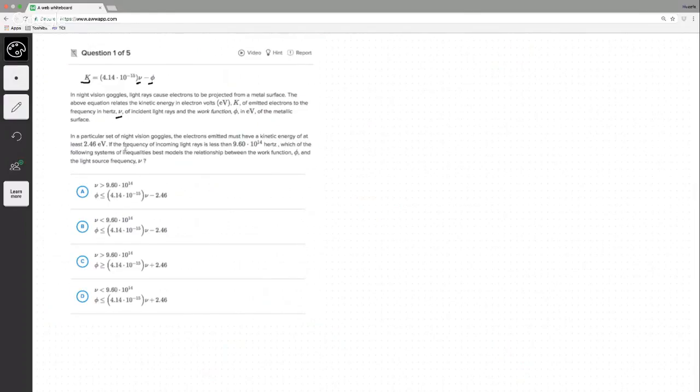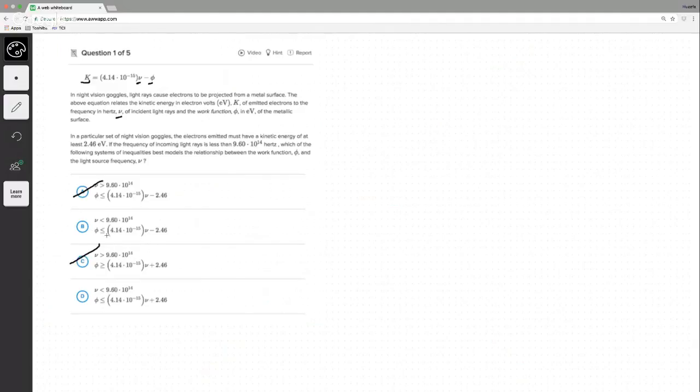First of all, the frequency of incoming light is the V. It's going to be less than 9.6 times 10 to the fourth, because that's what it says. So V has to be less than that. A is saying it's greater than that, so we can cross that out. We're just going to do a little elimination. C is also saying it's greater than that, so we can cross that out. Now we're in a much better position.